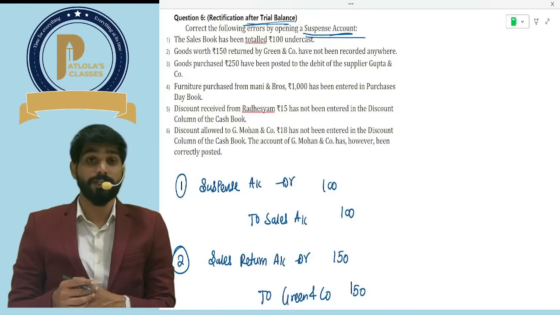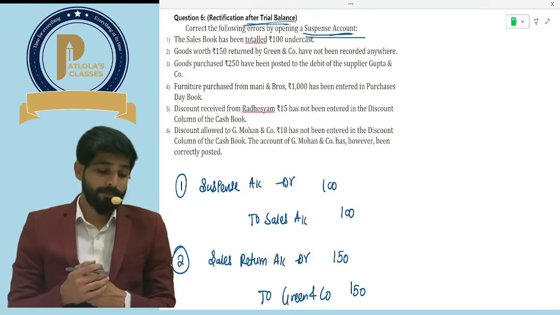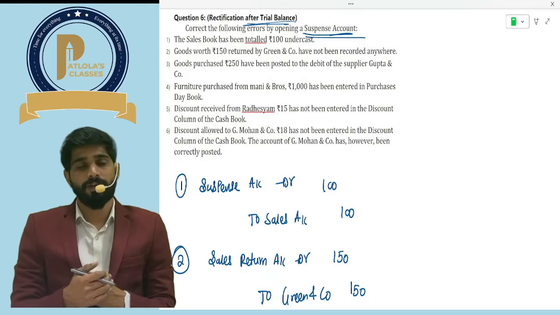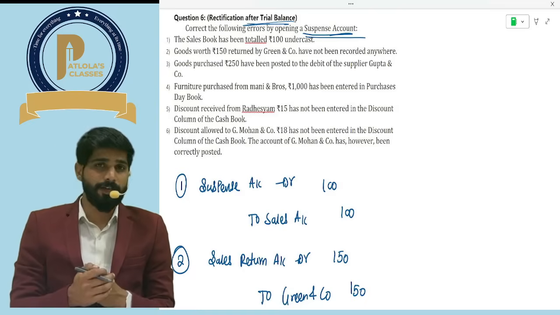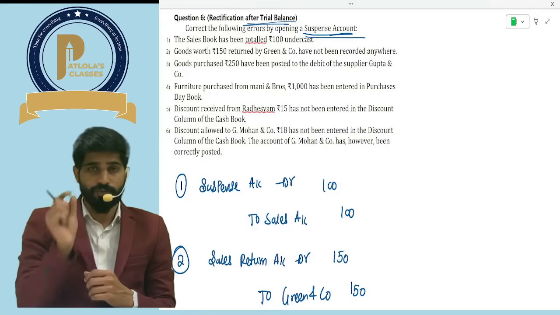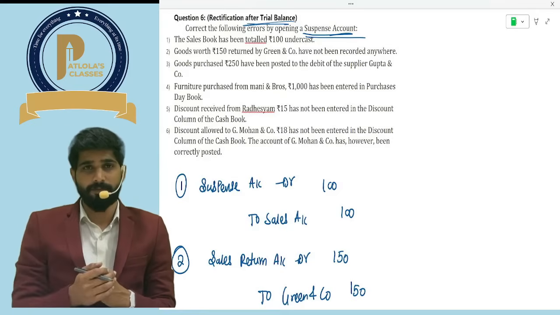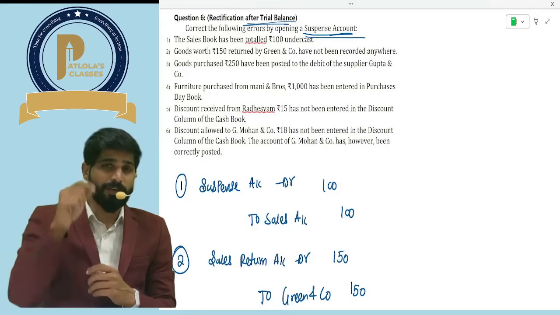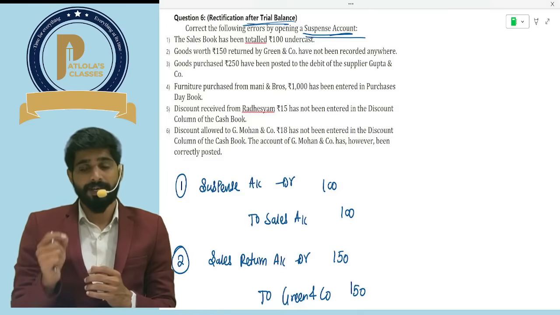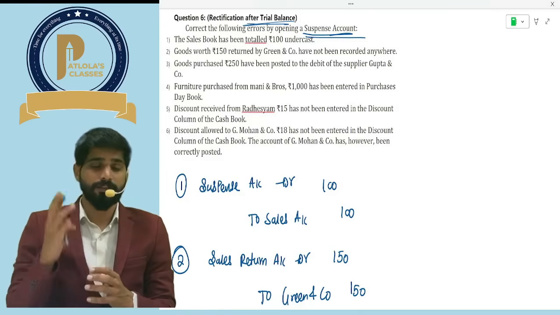Guys, discount received is a credit balance, but when you are taking it in the cash book, you are taking it as discount allowed. Discount received is credit balance, discount allowed is debit balance. So the mistake is discount received they have not taken. So one time credit side 15 will be missing, and one more time you have taken more on the debit side 15. So in trial balance, credit side will be less by 30.